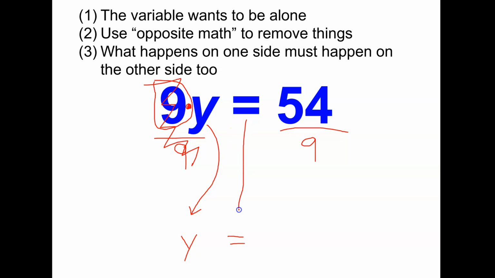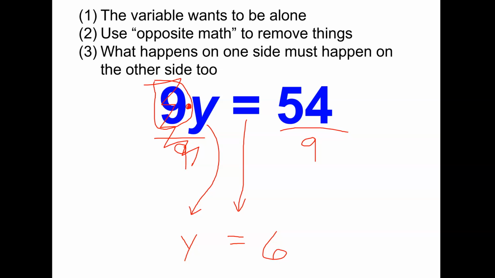The equal sign comes down. 54 divided by 9 is 6. We have now established that y is equal to 6. Y and 6 are the same thing. We can check our work by replacing the letter y with the number 6 in the original problem. 9 times 6 does equal 54. So our math is correct.